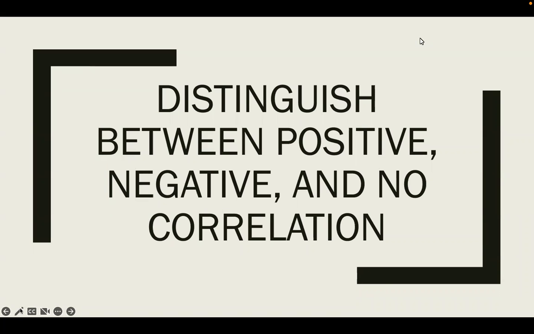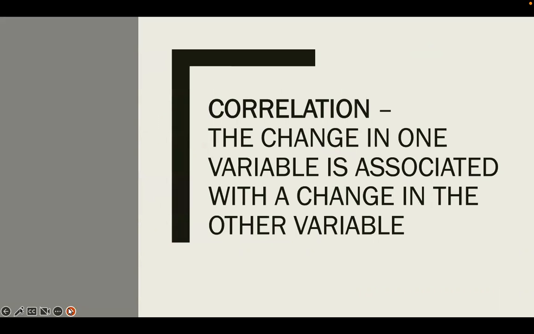Let us distinguish between positive, negative, and no correlation. So correlation first, let's just talk about what it is, right? Correlation is the change in one variable is associated with the change in the other variable. There is a relationship between the two variables. That is what we're looking at when we talk about correlation, the relationship between them.